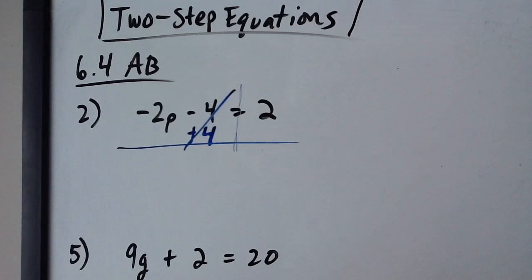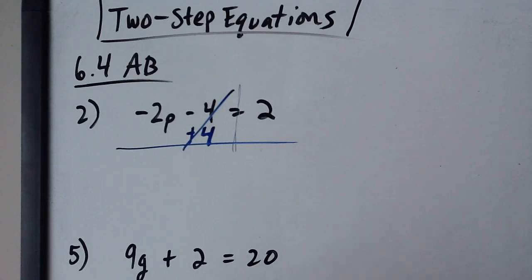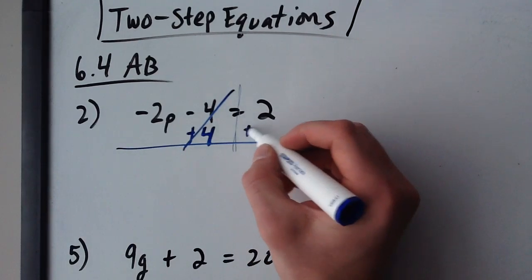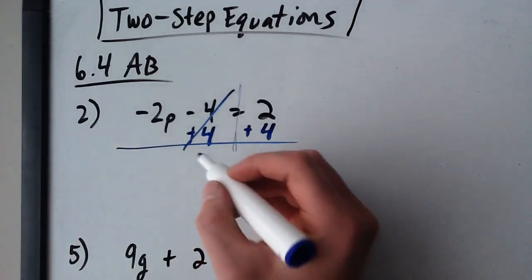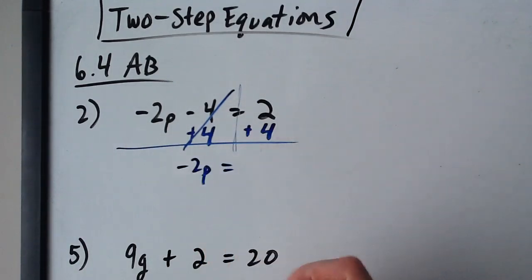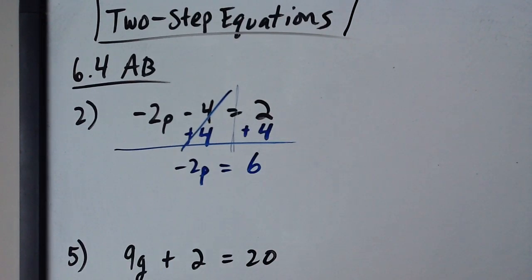Now the golden rule for equations is whatever you do to one side, you do the same exact thing to the other side. So if you add 4 on this side, you've got to add 4 on this side also. So on the left side of the equation, you're left with negative 2p, and on the right side, you have 2 plus 4, which is 6. Okay, so this is what negative 2p is equal to, but you want to know what p is equal to.